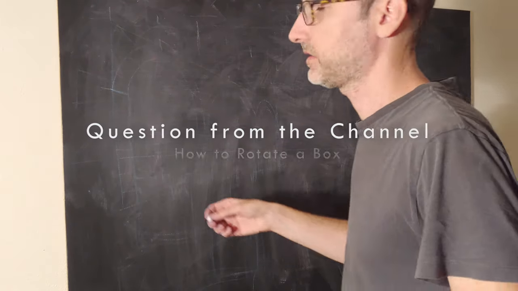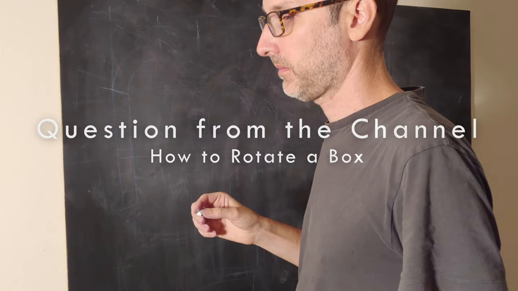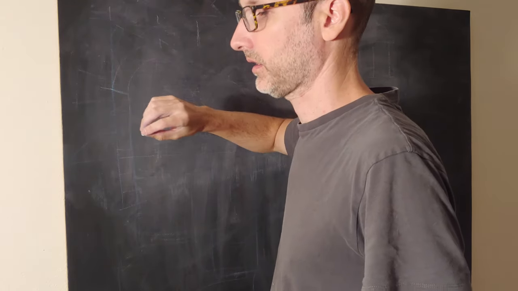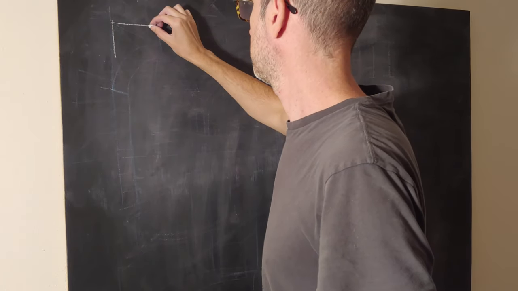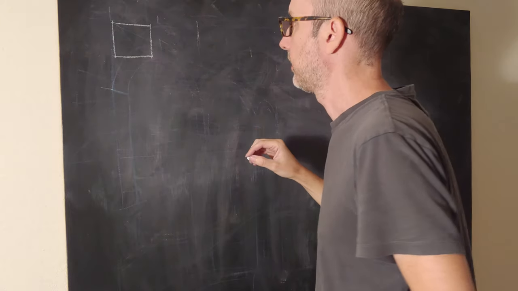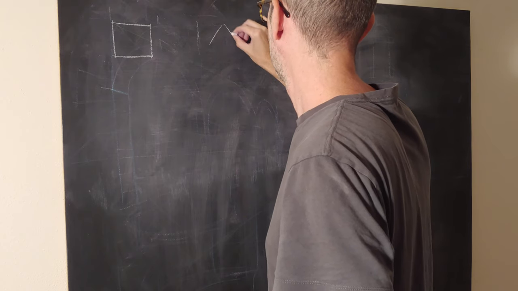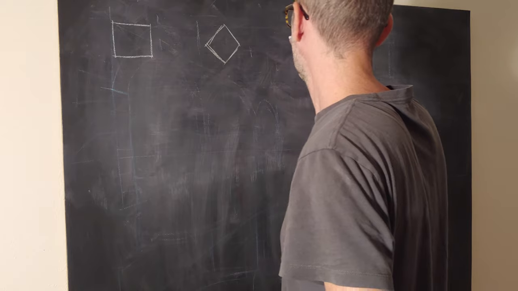Okay, I got a pretty cool question from somebody on the channel, and it was basically how do you rotate a box in perspective? So first, let's look at what that rotation entails, and we're going to draw that basically through a series of five individual little drawings. First, we're going to look at it from above.